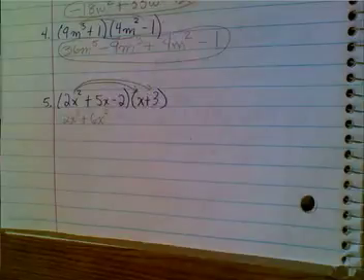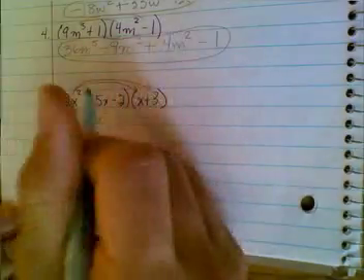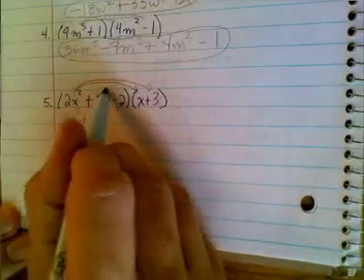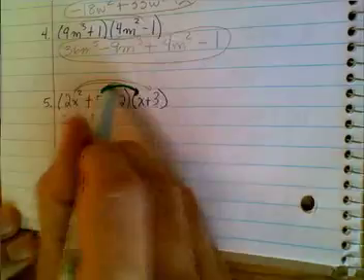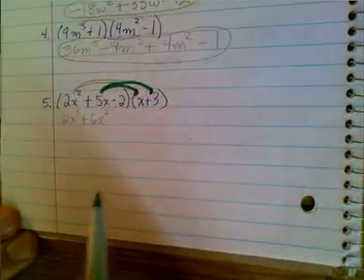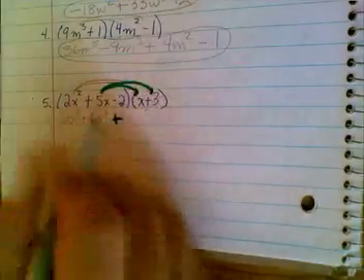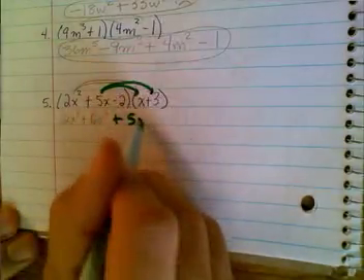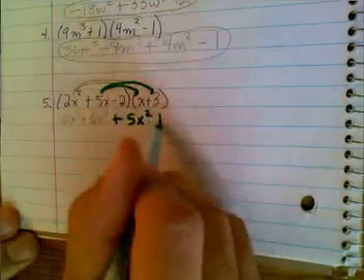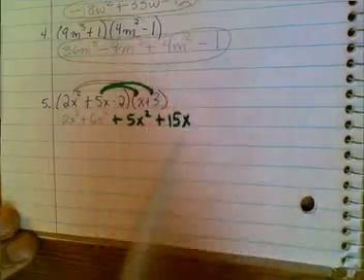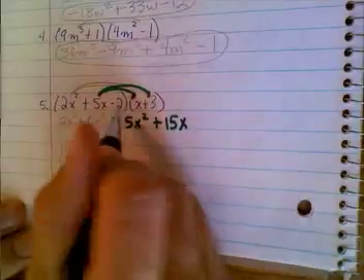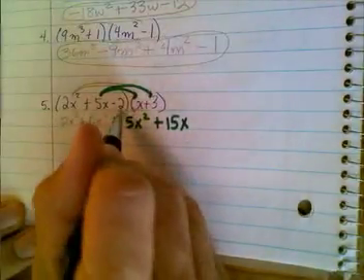I'm going to change a color now because sometimes it's hard to follow just the pencil writing. So I'm going to take this 5x and I'm going to distribute it. This is actually a green marker. I don't know if it shows up. Yeah, it shows up kind of well on the screen. So anyway, we're going to say plus 5x squared, and then plus 5x times 3, 15x.